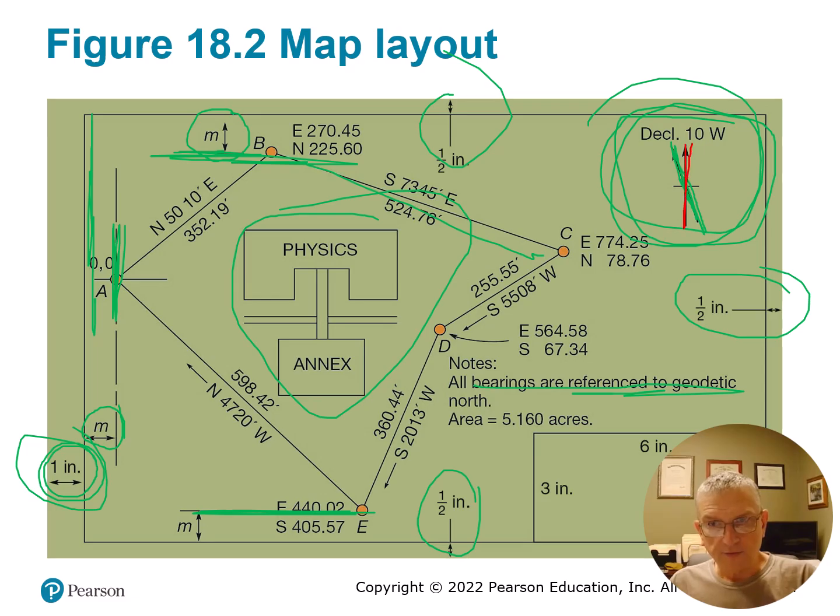So if you got a compass and you're wanting to go out and find where these points are, you're going to look 10 degrees to the left in order to get dialed in or calibrated to this particular map.